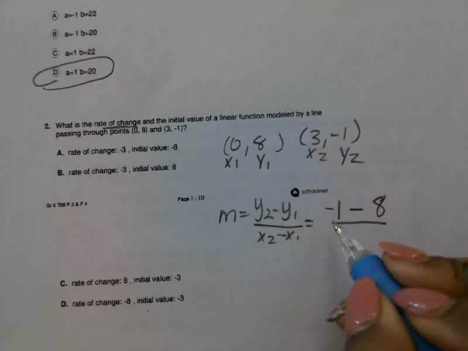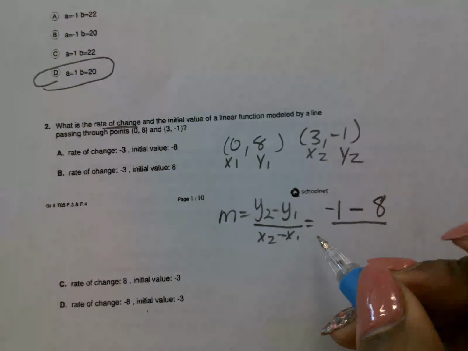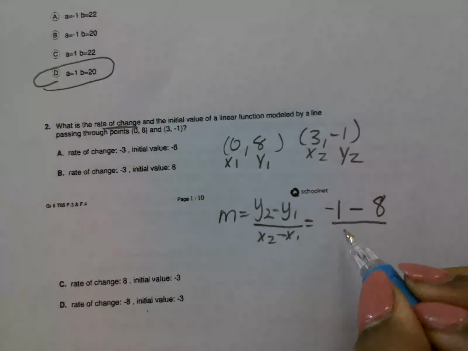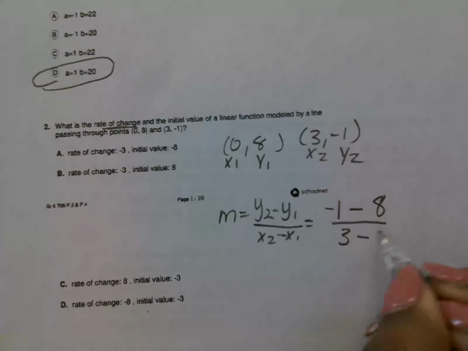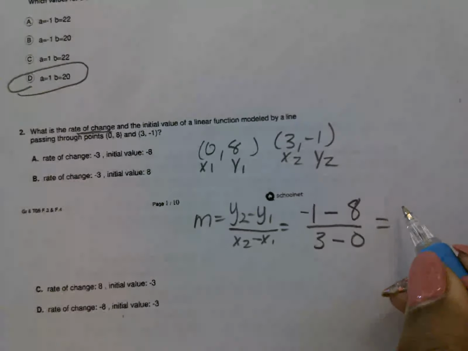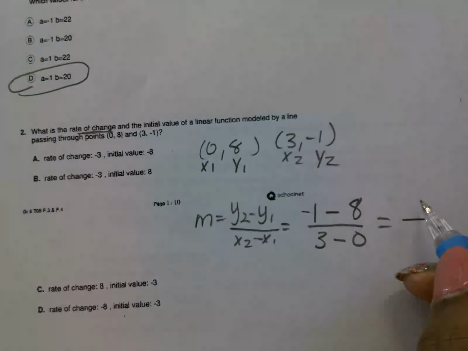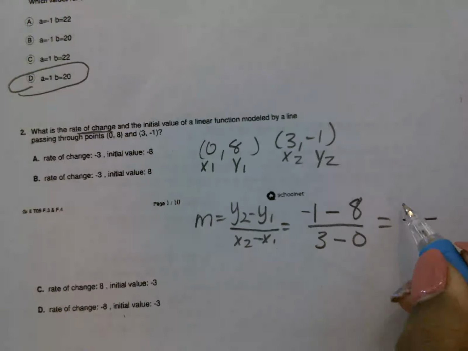Come on, Christian. Shh. What do we put on the bottom? That's why I was telling you when I was over there that your letters were in the wrong place. All right. What do you put on the bottom? 3 and 0. 3 minus 0. Good job, babe. Okay. Now, what do we get on the top? Caden? On the top, -1 minus 8. What is that, baby? -9.